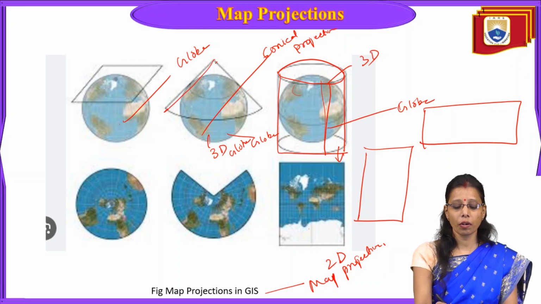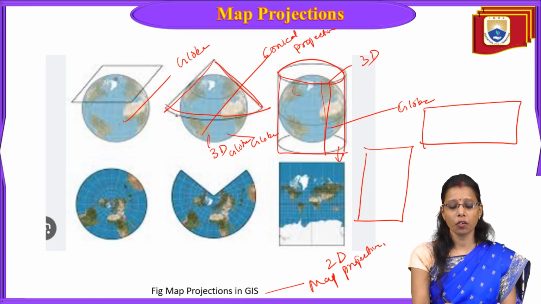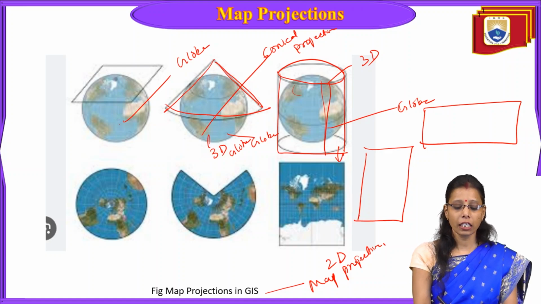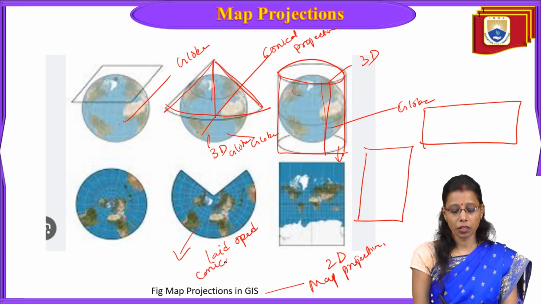On this globe, you have a conical kind of 3D paper or something, like if we keep a model here, and then if you cut this from the center or a side and lay it open, this type of conical projection will be displayed.